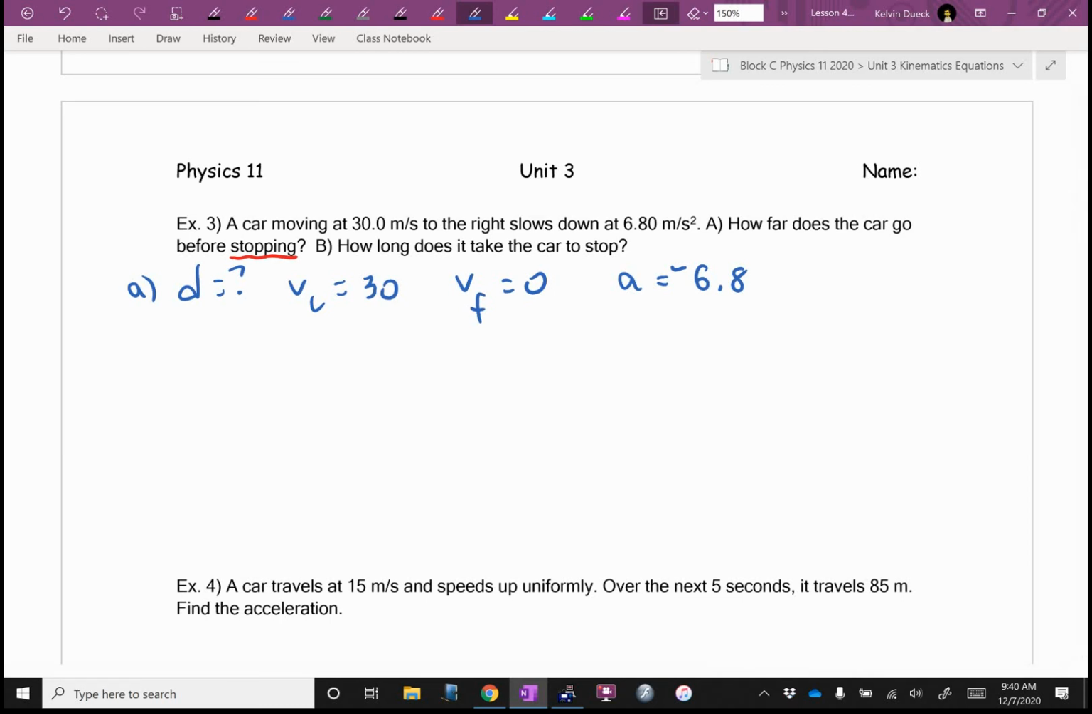Garrett, I'm looking for an equation that has a D, a VI, a VF, and an A in it. Which one? I don't know T. So I'm going to say nope. I need one that's got a D, a VI, a VF, and an A in it. Okay. Thank you. But we're working with Garrett, right? I'll come to you. Which one? Read it loud and proud.